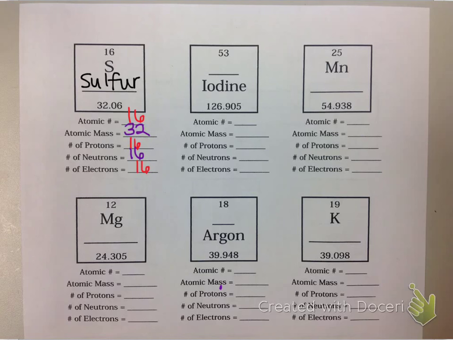Alright, moving over, iodine. My symbol for iodine is just a capital I. My atomic number is 53. So that means I have 53 protons and also 53 electrons. Atomic mass, 126.905. I'm going to round that to 127. So if I have 127 things inside my nucleus, 53 of them are protons. How many are left to be neutrons? That is going to be 74 neutrons.